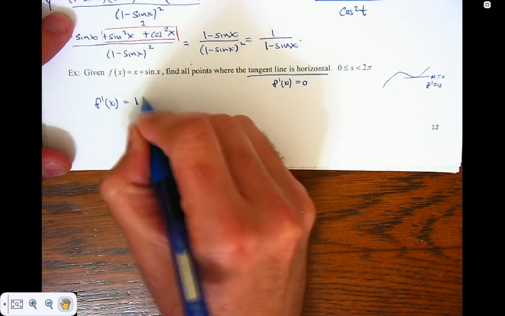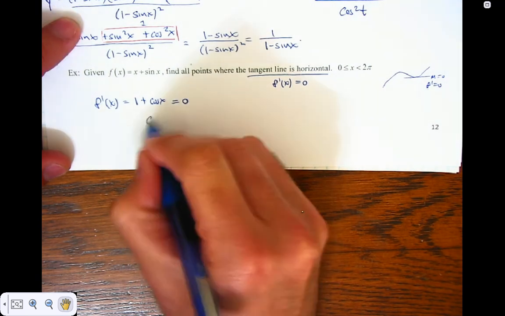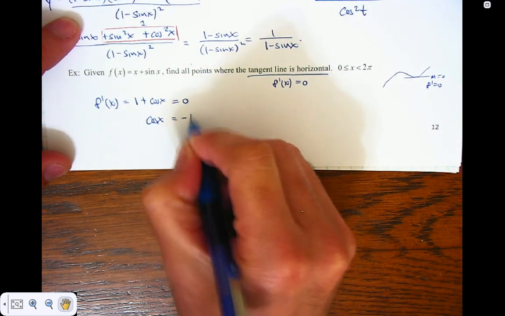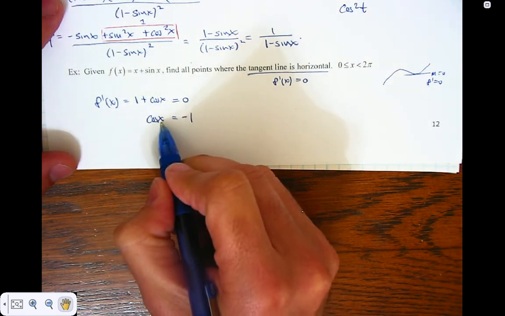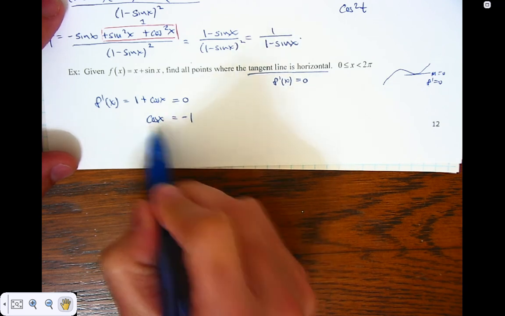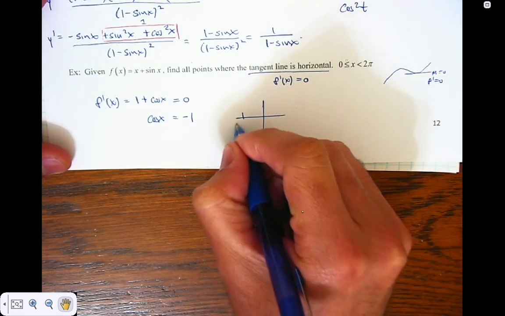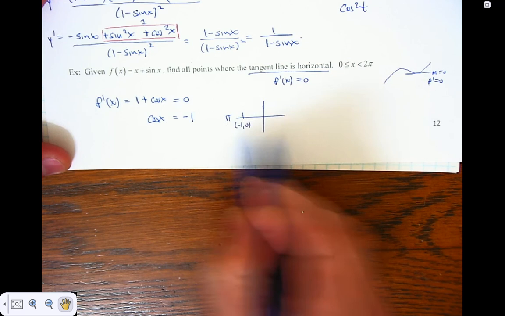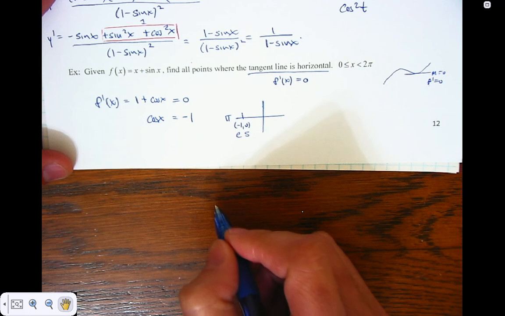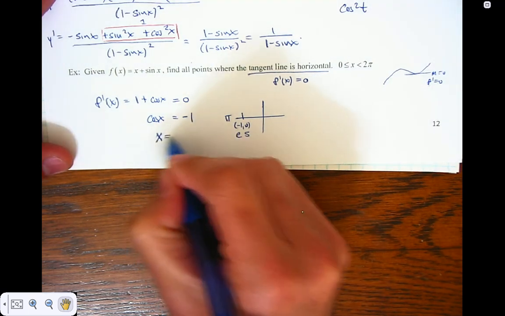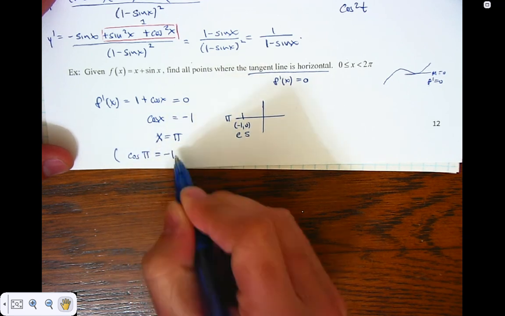F prime is 1 plus cosine of x. It told me to set that equal to 0 and solve. So that now wants to know cosine of x is equal to negative 1. Okay, this is an x value that represents an angle. So you're saying cosine of what angle in radians is equal to negative 1? Well, there's a point on the unit circle right there at an angle measure of pi radians that has a cosine value of negative 1 and a sine value of 0. So it seems that x would be equal to pi. Remember, cosine of angle pi is equal to negative 1.